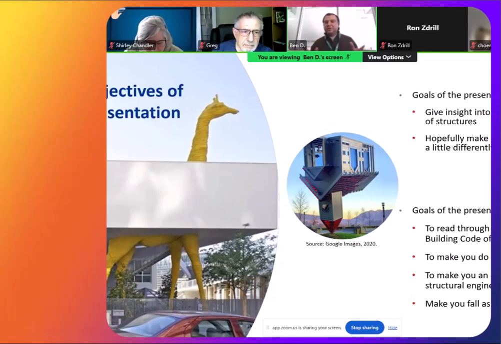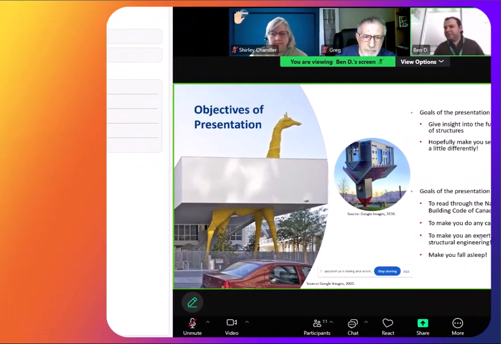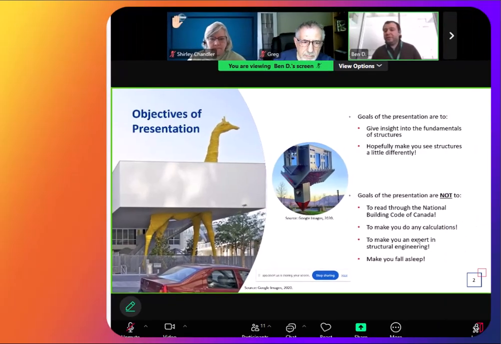My objectives are not to make you read through the National Building Code. That's always boring. To make you do any calculations. I hate doing those myself. To make you an expert in structural. I'm by no means an expert. And to make you fall asleep, of course. Hopefully you'll be vibrant and awake.